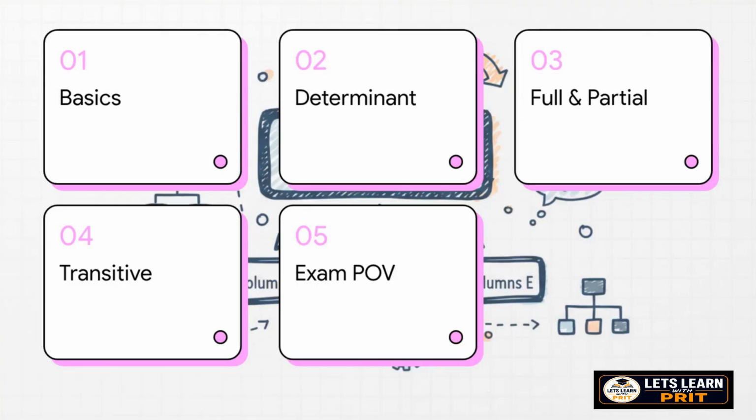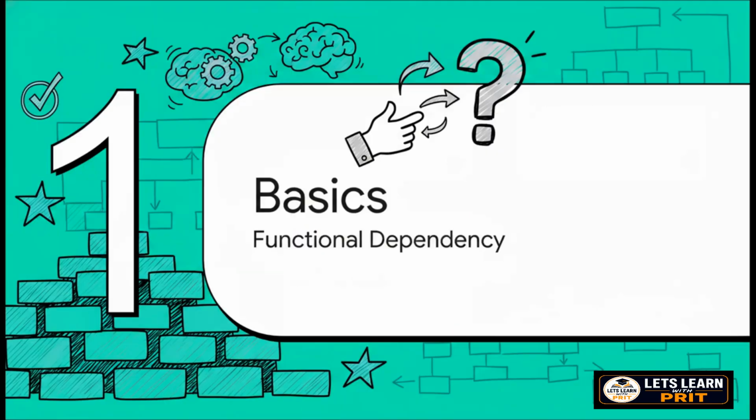Here's a quick look at our blueprint for today. We'll cover the basics of functional dependency, understand what a determinant is, tackle full and partial dependencies, break down transitive dependencies, and finally, look at all of this purely from an exam point of view. Let's get started. Starting right off with Section 1, the basics of functional dependency. If you follow the logic here, it's actually super simple to score marks on.